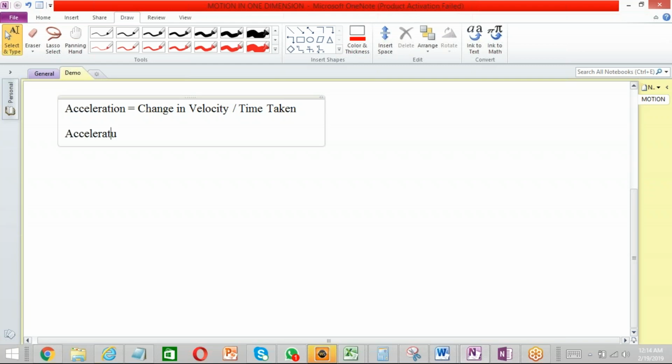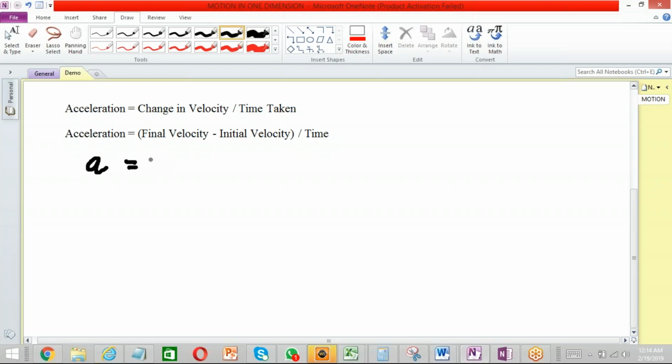We can rewrite the equation: acceleration equals final velocity minus initial velocity upon time. Now how can we write this in terms of symbols? Acceleration can be defined by a, final velocity by v, initial velocity by u, and time taken by t. Now if we cross multiply, we can say that a times t equals v minus u.